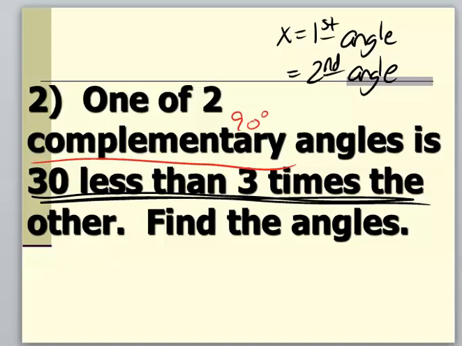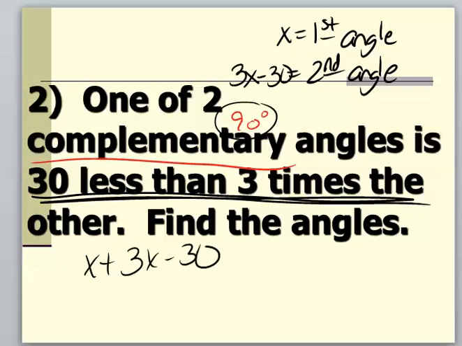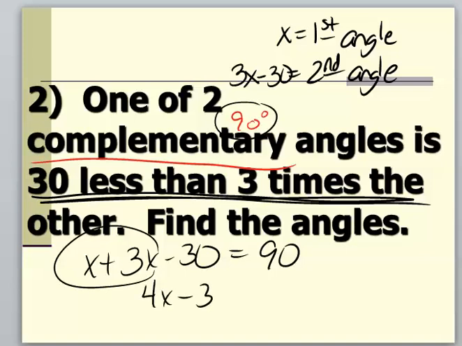Remember in algebra, less than said that front number got tossed to the back. So this is 3 times the angle, 3x, minus 30. That's 30 less than 3 times the other. If we add these two up, we should have a sum of 90 degrees because they're complementary. So x, the first angle, plus 3x minus 30, the second angle, has to add up to 90. These are like terms. x plus 3x is 4x, minus 30 equals 90.